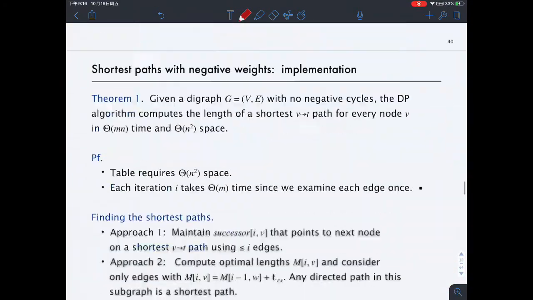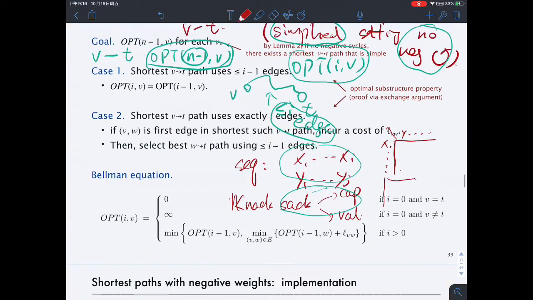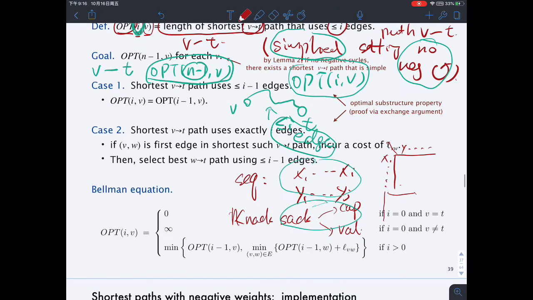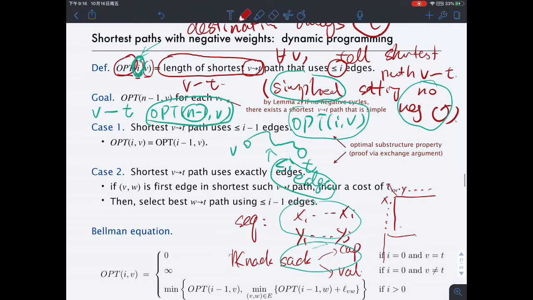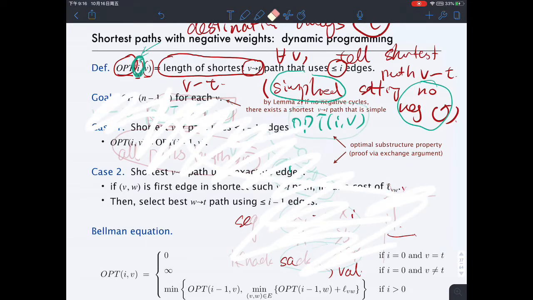So this is the key: there always exists a shortest path that's simple. That's the reason that, in case we are guaranteed that the input doesn't contain any negative cycle, we know that paths that have length larger than n don't need to be considered at all. So that's the reason that our dynamic programming only needs to go up to level n-1.